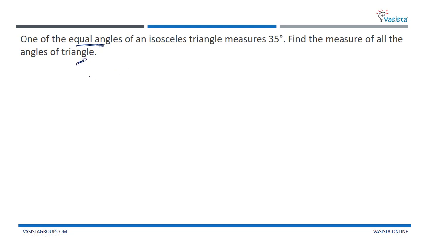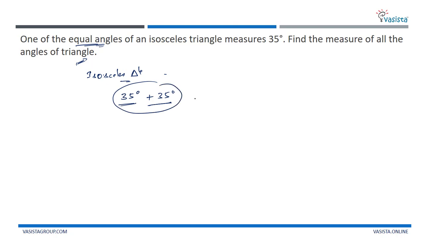So see, one angle is an isosceles triangle. What happens? Isosceles triangle: two angles are equal and two sides are equal. So one of the equal angles, that is, one angle they have given is 35 degrees. This is an equal angle. So one more angle will also be 35 degrees.